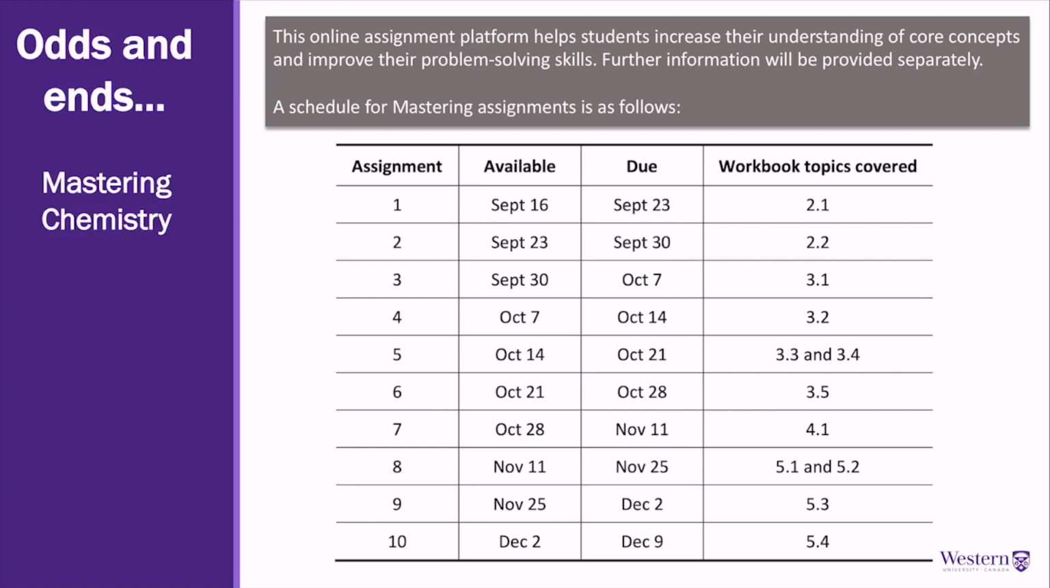But there is a schedule already developed for Mastering Chemistry, and you will see here are the assignments as we have them laid out. They follow the workbook chapters for the Chem 1301 workbook, and you can see when the assignments will be released and ultimately when they will be due. So put that in your calendar. I strongly recommend you give yourself an alert, maybe 2 days before the assignment is released, so that you remind yourself, I have a Mastering Chemistry assignment coming up. I need to make time for that.